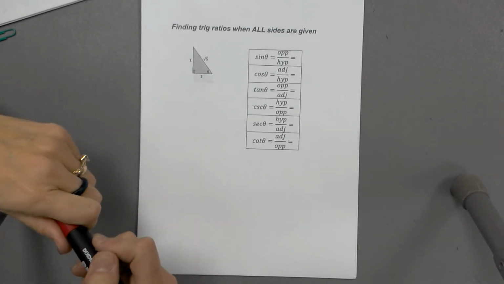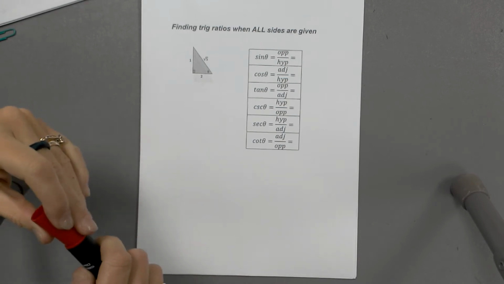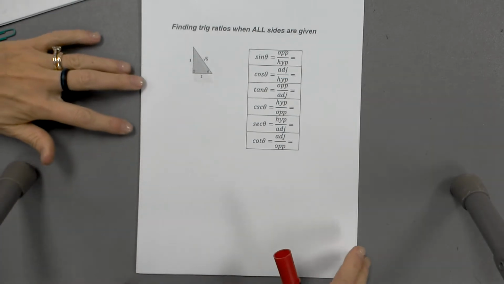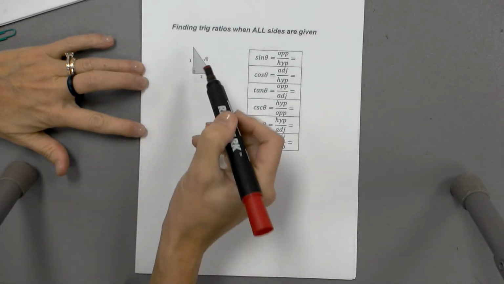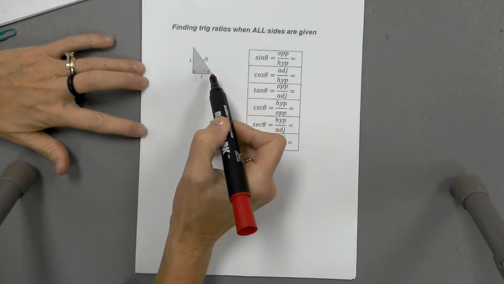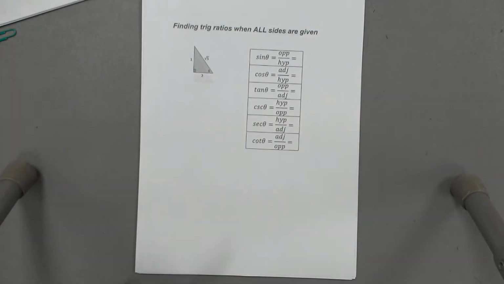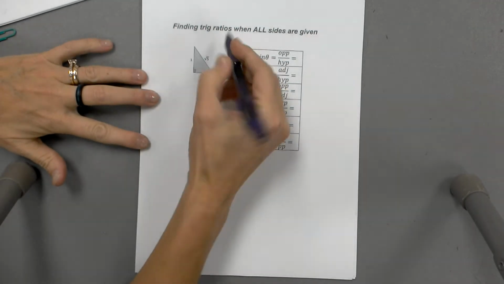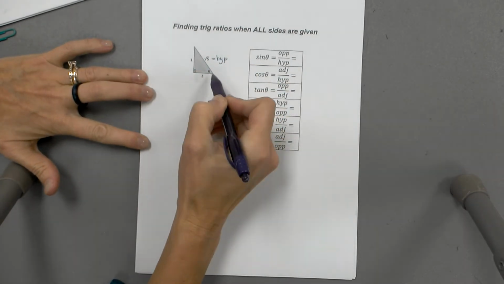Hi, this is Mrs. Pearlstein again, and so now we're going to look at some examples of how to find all 6 of the trig ratios. So I'm giving you a triangle, and the angle theta is down here in the bottom right hand corner, and the hypotenuse is equal to the square root of 5. So we're going to write HYP here just to remind us.